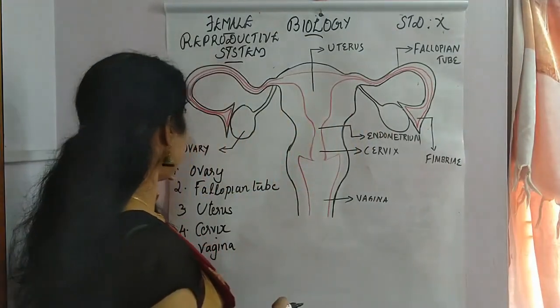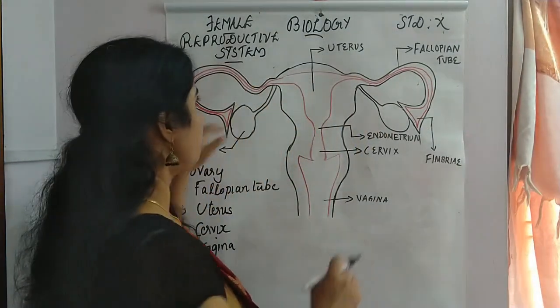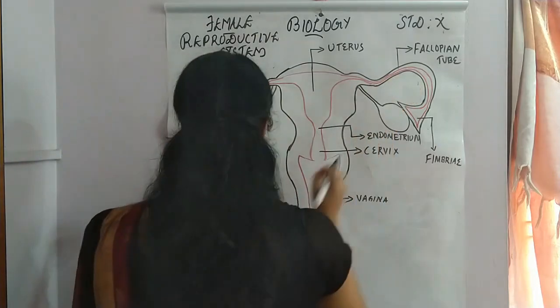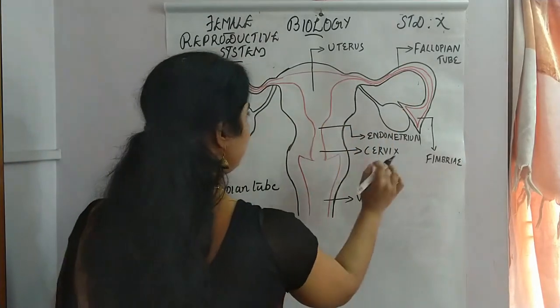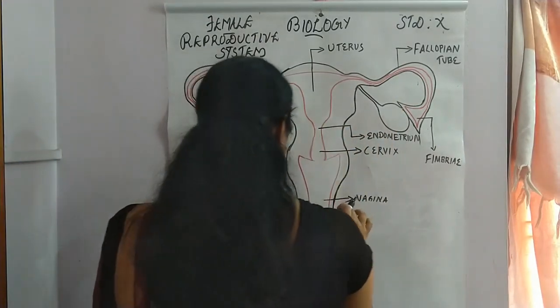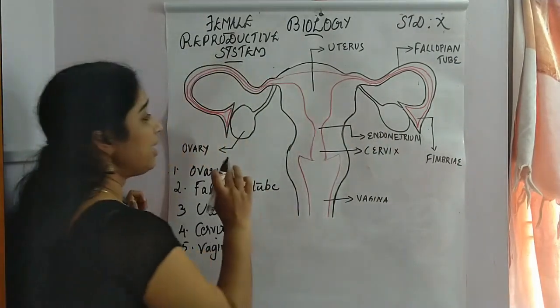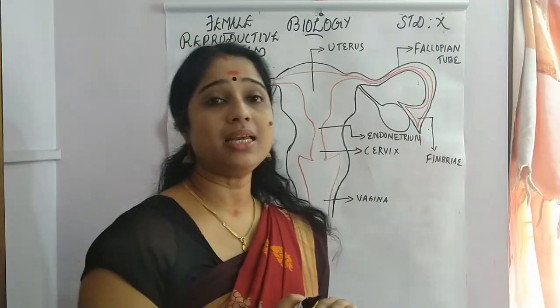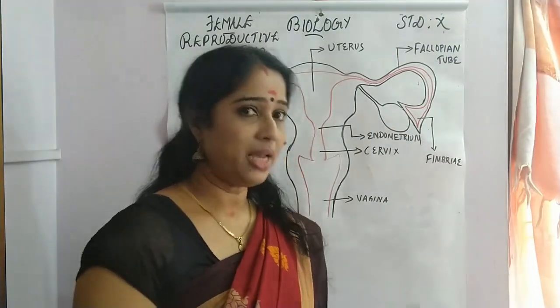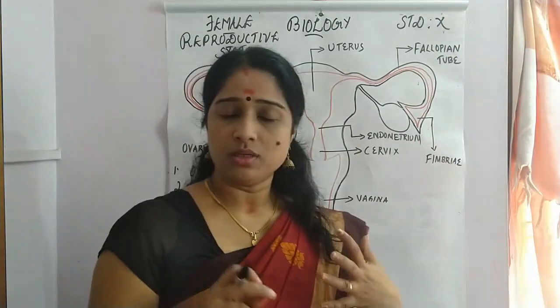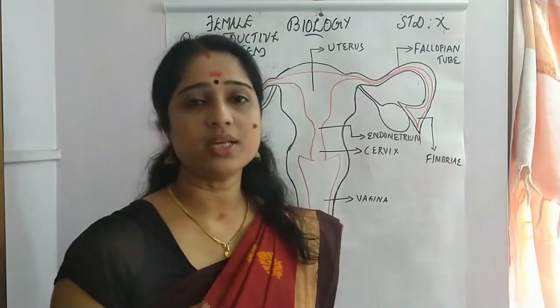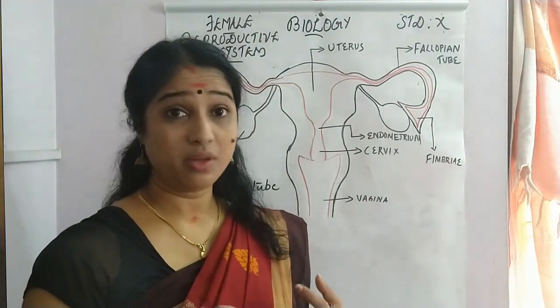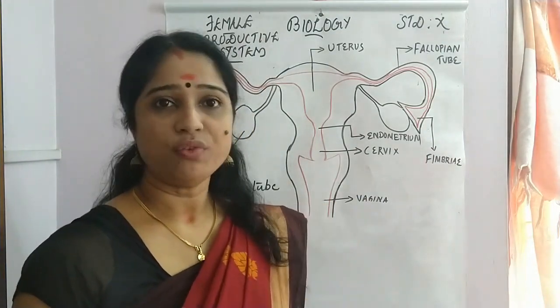They are ovary, fallopian tube. Hope you can see it very clearly, fallopian tube. Then uterus, then the cervix, and next is the vagina. So you can see 2 ovaries are there. That means a pair of ovaries are seen in the female like the male. Male also have what? 2 testes. Likewise, female also have a pair of ovaries.